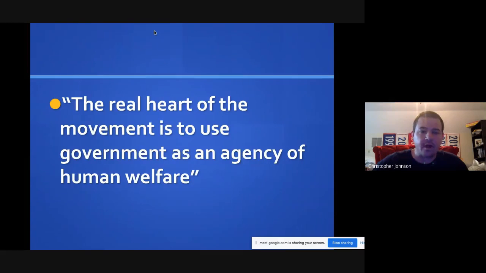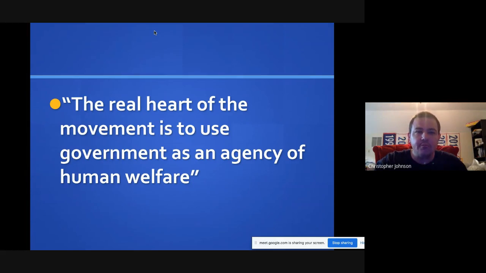So what is the progressive era? And I think what ultimately sums up the progressive era is this quote: "The heart of the movement is to use government as an agency of human welfare." The government was meant to fix the social problems. People were looking for the government to make laws on the environment, make laws on working conditions, make laws on labor unions, make laws on suffrage for women. So ultimately, this progressive movement was meant to look at the government fixing the problems of it.